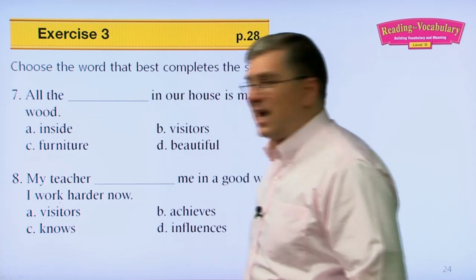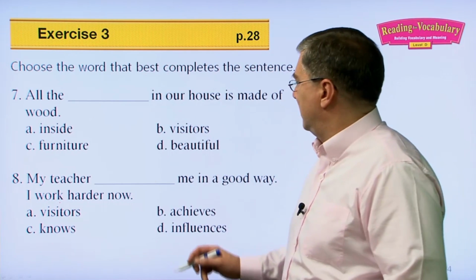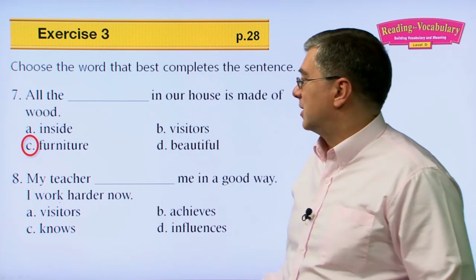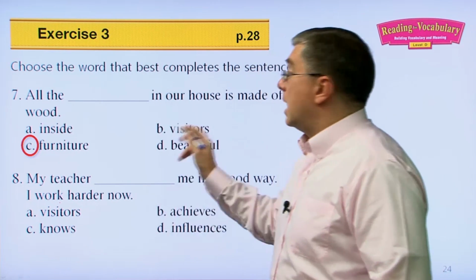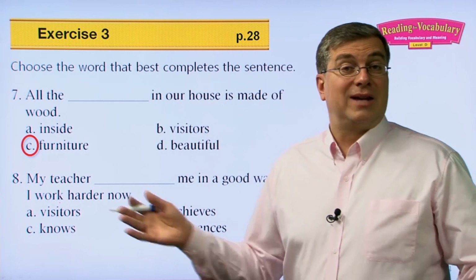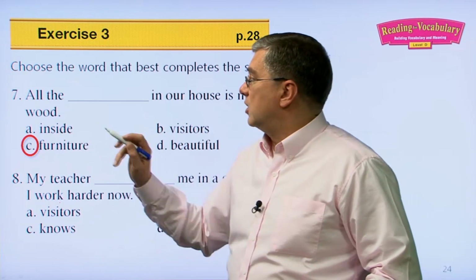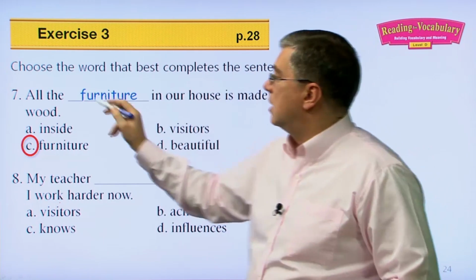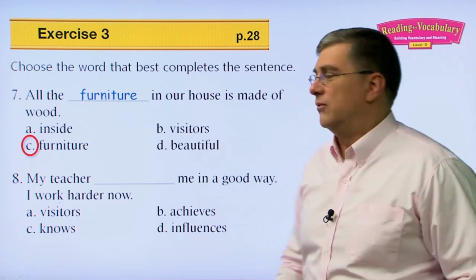Do we call them inside? No. Do we call them visitors? No, people are not made of wood. Okay. Do we call them furniture? Yes, we call them furniture. All the furniture in our house is made of wood. Not beautiful. Beautiful is an adjective, not a noun. It doesn't fit. So the best one is furniture. All the furniture in our house is made of wood. And that's typical. Usually furniture is made of wood.